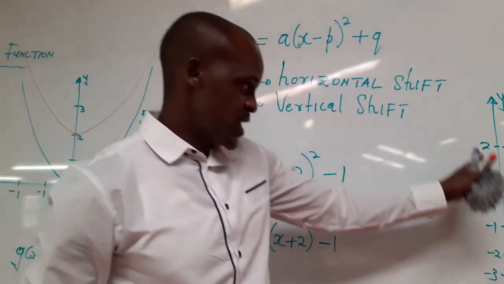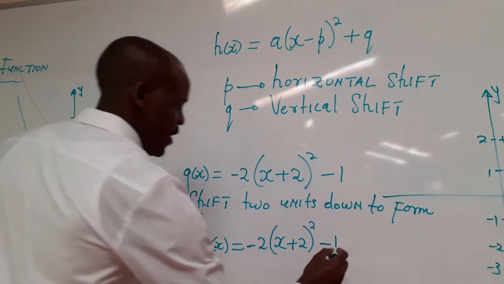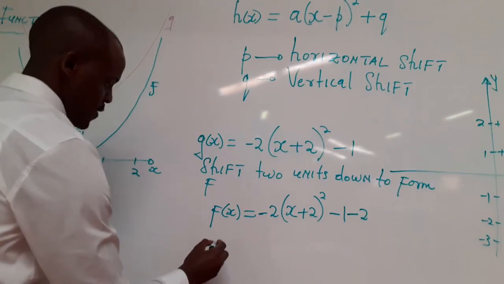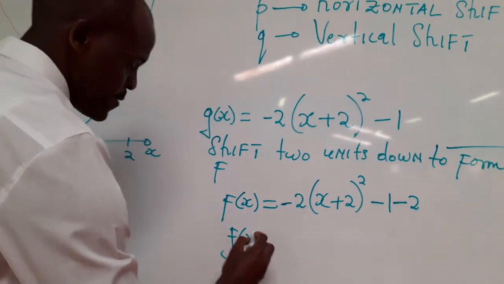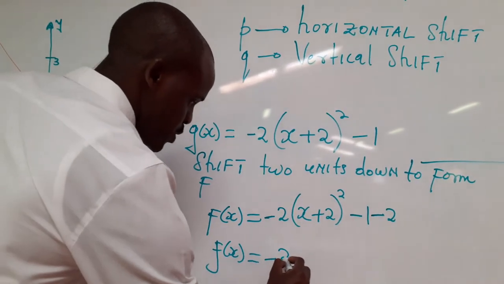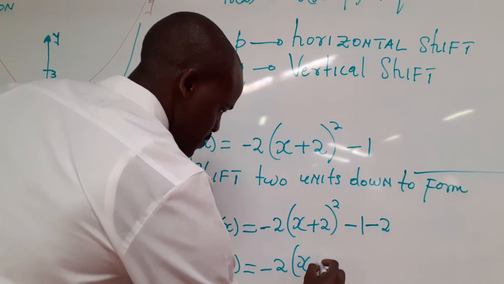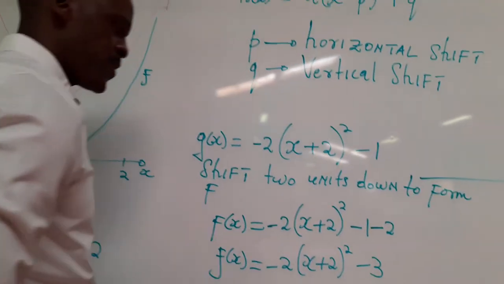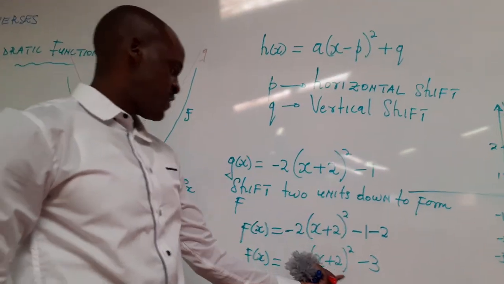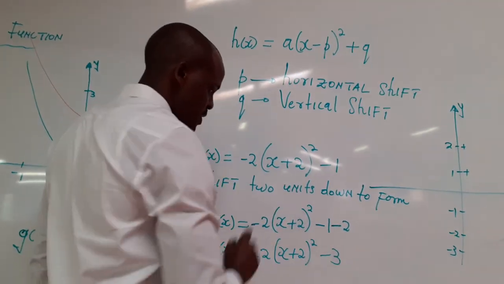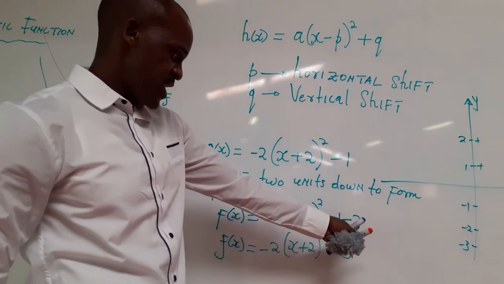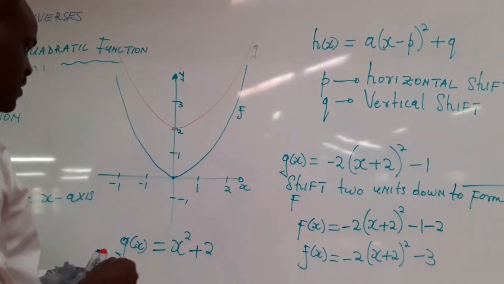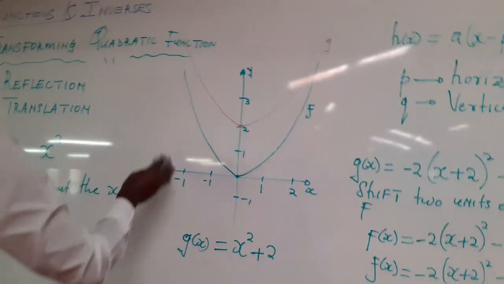Remember, going down, we subtract. Therefore, it's minus 2. Therefore, our f at x will be equal to minus 2 into x plus 2 all squared minus 3. This graph has shifted 2 units down. We subtract 2 like that. Now let's see our horizontal shift.